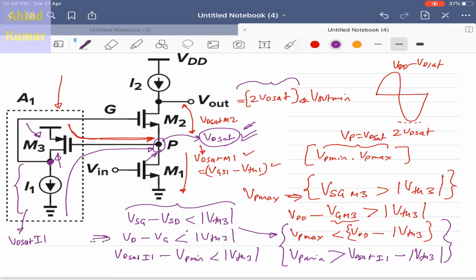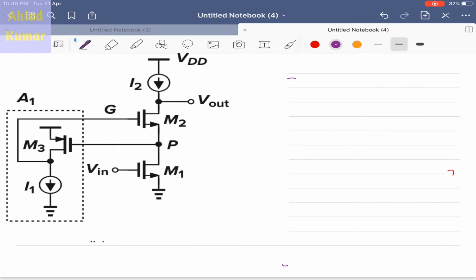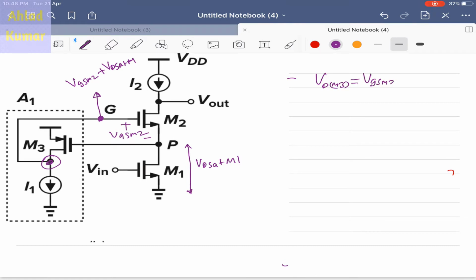And there is one drawback of this circuitry. What is that? The drawback of this circuitry is, as we know that this is VD sat of M1, then what is the value of this? The value of this point is, this is VGS of M2. So the value of this point will be VGS of M2 plus VD sat of M1. So this is the potential at this node. And since this node and this node are connected together, the voltage at the drain of M3 is also VGS of M2 plus VD sat of M1, right?